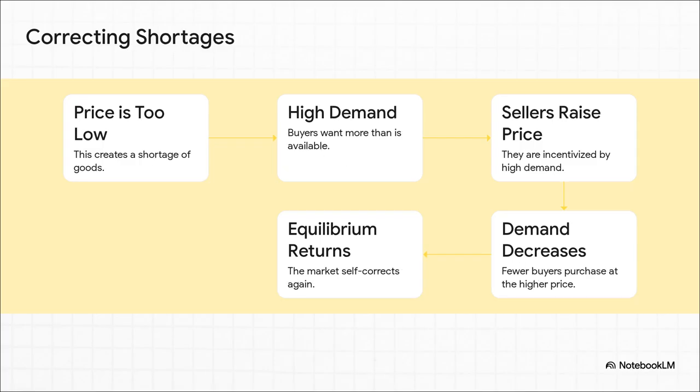And guess what? The exact same kind of self-correction happens in the opposite situation. If the price is too low, we get a shortage. Suddenly, everyone wants the cheap coffee, but there just isn't enough to go around. Sellers see this massive demand, so they have a huge incentive to raise the price. As the price goes up, fewer people want to buy, more sellers want to sell, and bam, the market climbs right back to equilibrium. It's a really powerful, self-stabilizing system.